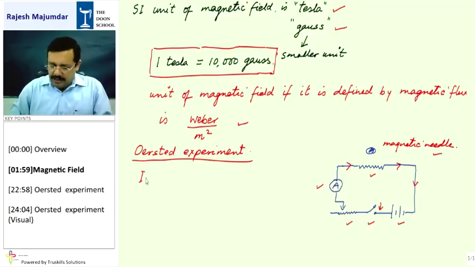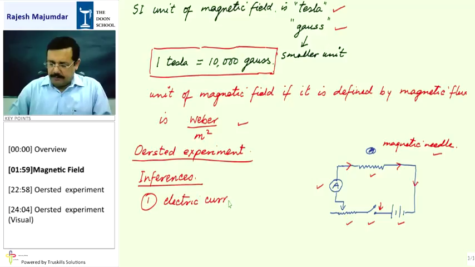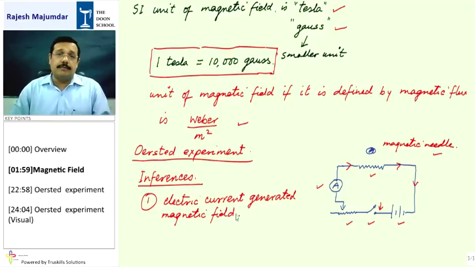What were the inferences? Inference number 1: electric current generated a magnetic field. This was the first and the most important understanding developed after this experiment.